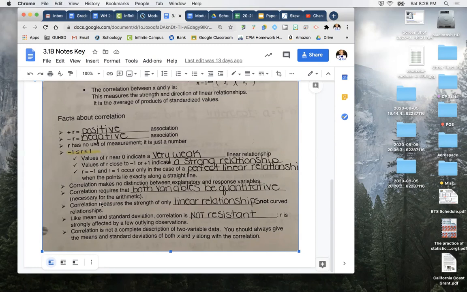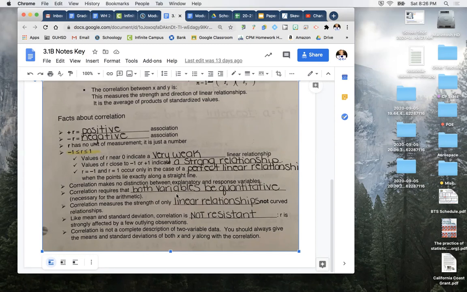The other thing is correlation only measures the strength of a linear relationship. It doesn't work for curved data. It's not resistant. If we change one of the values, it will drastically change your correlation.